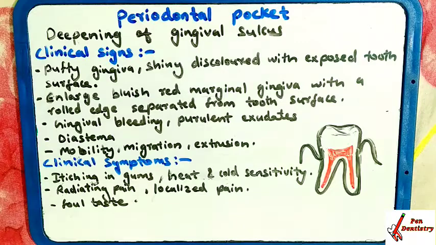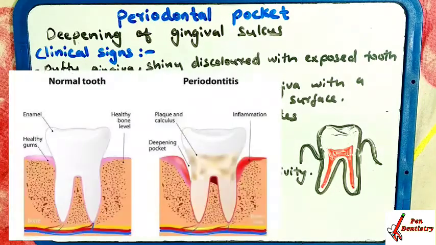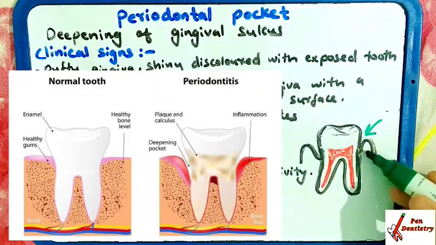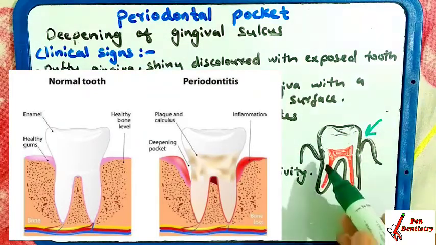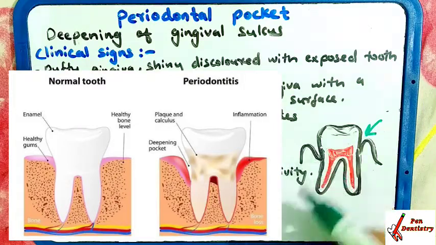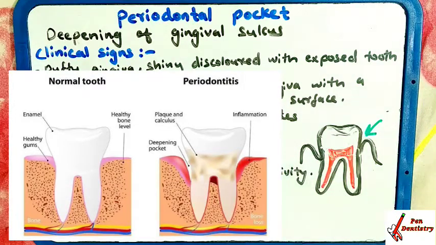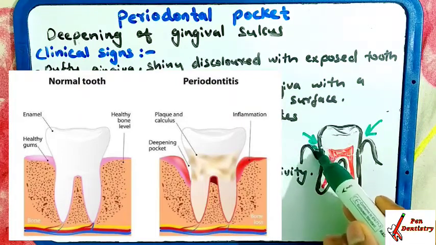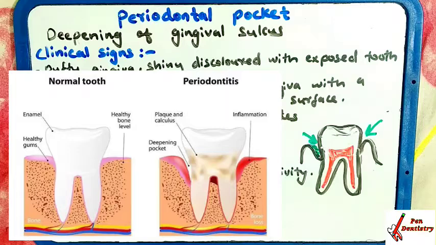What is periodontal pocket? Periodontal pocket is a deepening of the gingival sulcus. When there is a deepening of the gingival sulcus, this is the intact gingiva and this one is the detached gingiva. So when the sulcus leaves the surface of the tooth and makes a gap in between, the gap that is present is known as the deepening of the gingival sulcus.